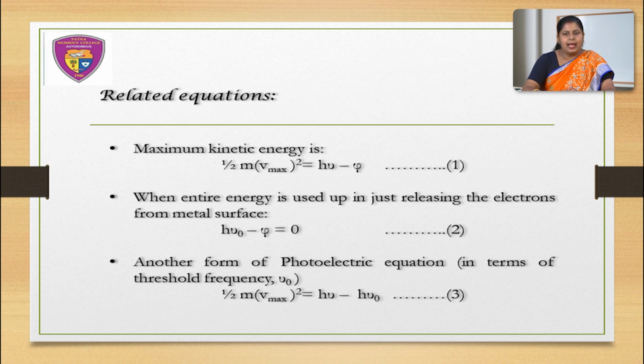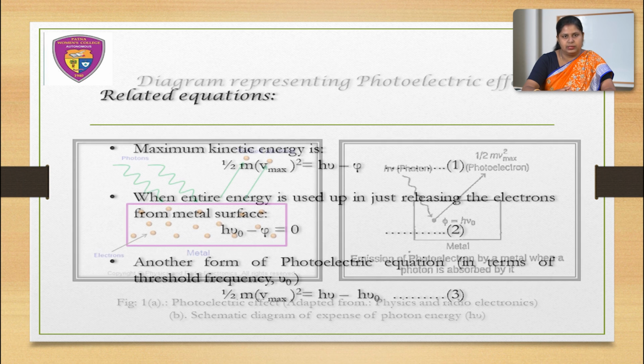When entire energy of the photon is used up in just releasing the electrons from the metal surface and nothing is left for the kinetic energy of the electron, then h nu naught minus phi is equal to 0. That is, phi is equal to h nu naught, which is represented by equation 2. Therefore, we can say that maximum kinetic energy half m v maximum square is equal to h nu minus h nu naught. This is another form of photoelectric equation, and here it is represented by equation 3.